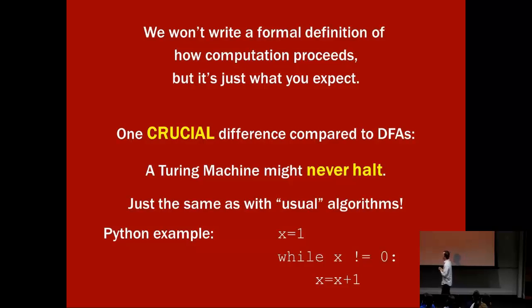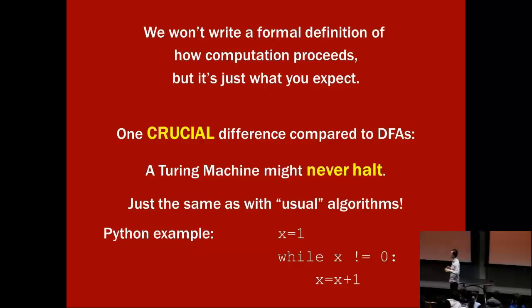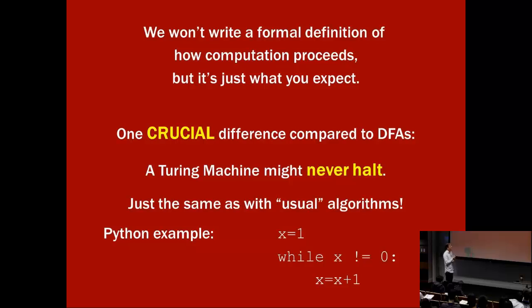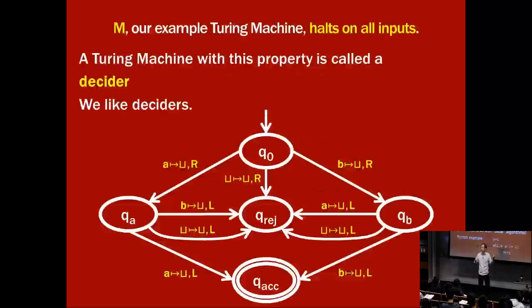I do want to emphasize one extremely crucial difference compared to DFAs. And this is maybe the most interesting thing. Well, one of the most interesting things is that a Turing machine might never halt. A DFA always halts. It runs for a number of steps exactly equal to the number of characters. But a Turing machine might never halt. And this is just the same as with usual algorithms, like Python or C or whatever. Sometimes you write a Python program that just goes into an infinite loop and never halts. That's a simple example.